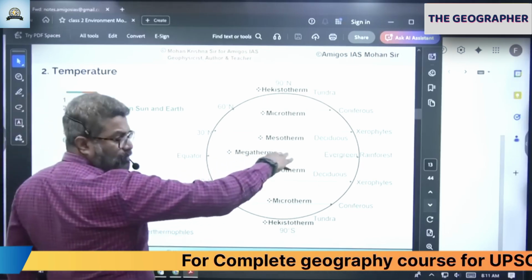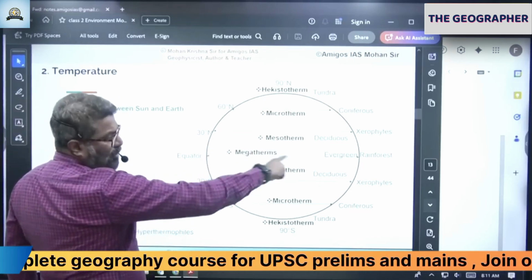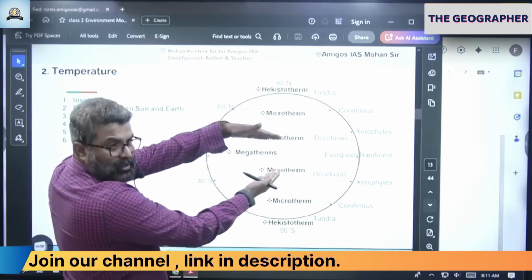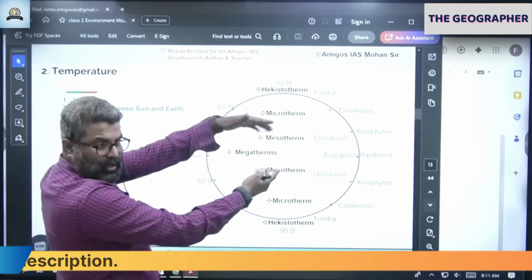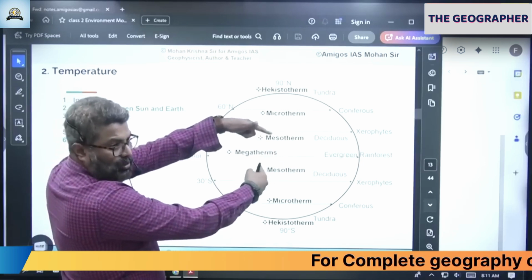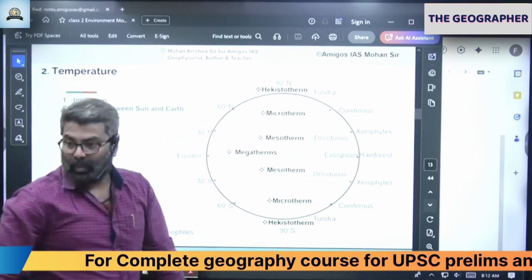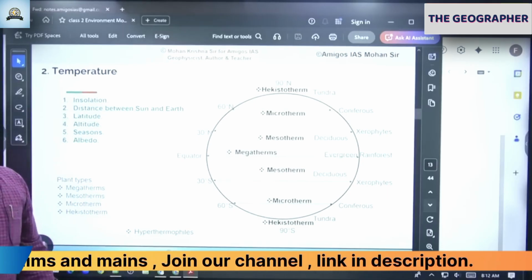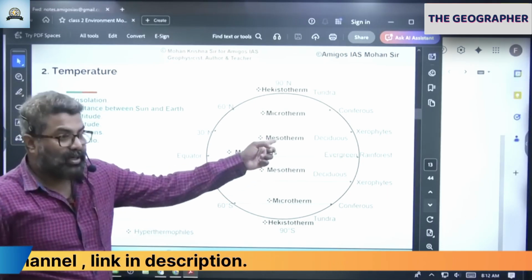In moderate heat, high heat and humidity, megatherms. As we move away, we can see temperatures still fluctuate. Summer temperatures are hot, winter temperatures are cooler. Those species which can tolerate those variations are mesotherms. Most of the plants outside here are mesotherms. Most of the species outside here all come under the word mesotherm.